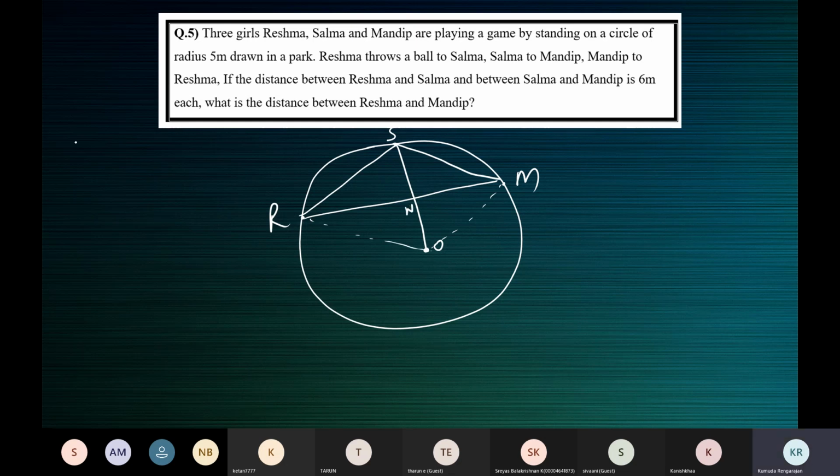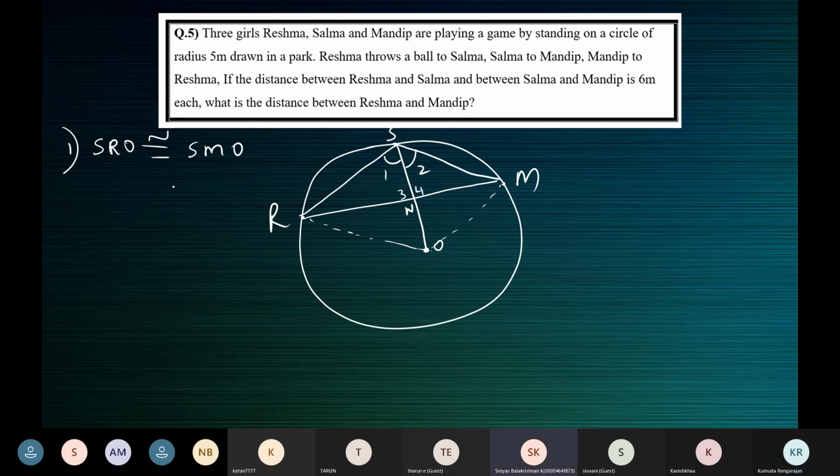Tell me, what's the first step? What's the first thing you'll do? We'll do everything using congruency. We'll not use that result. So first, what will you prove are congruent to each other? Ma'am, first we will prove that triangle SRO and SMO are congruent. SRO is congruent to SMO. For what result you want to get from that? Ma'am, angle RSO is equal to angle MSO. Okay, because you want this result, angle 1 is equal to angle 2. Next.